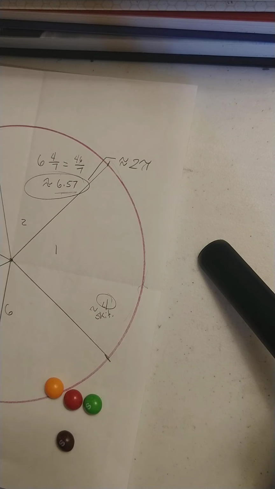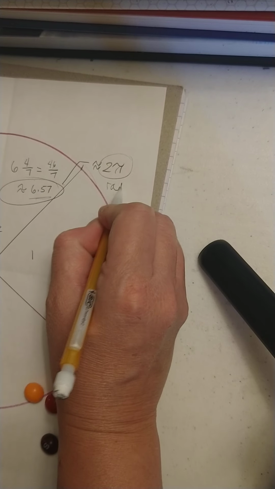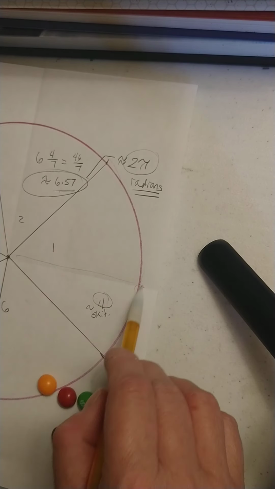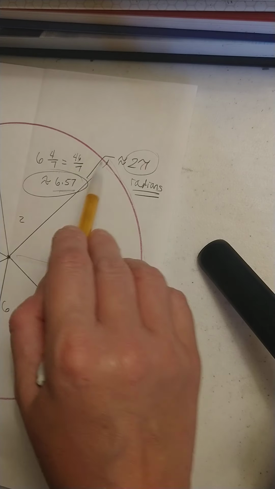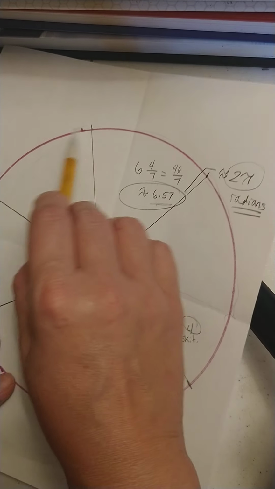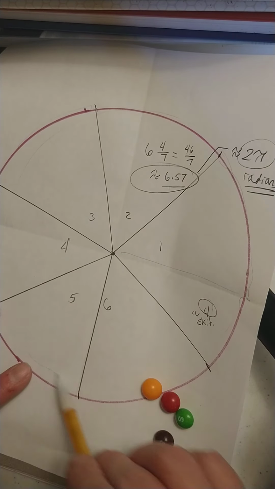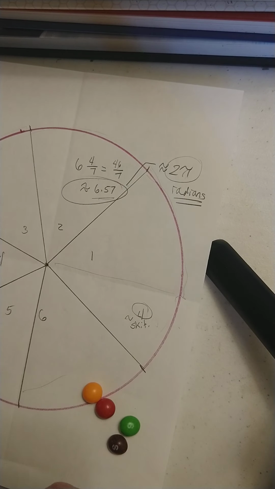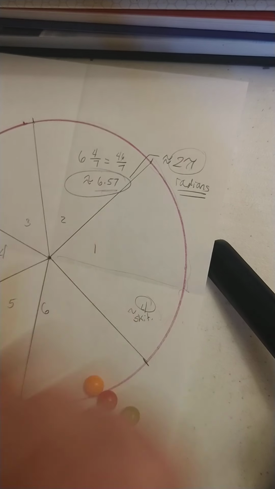Let's see here. So follow-up questions. How many radians are in a circle? 2 pi radians. And then from here, remember, we're looking at this radius. This was 1 radian, 2 radians, 3, 4, 5, 6, and a bit. That's 2 pi radians.